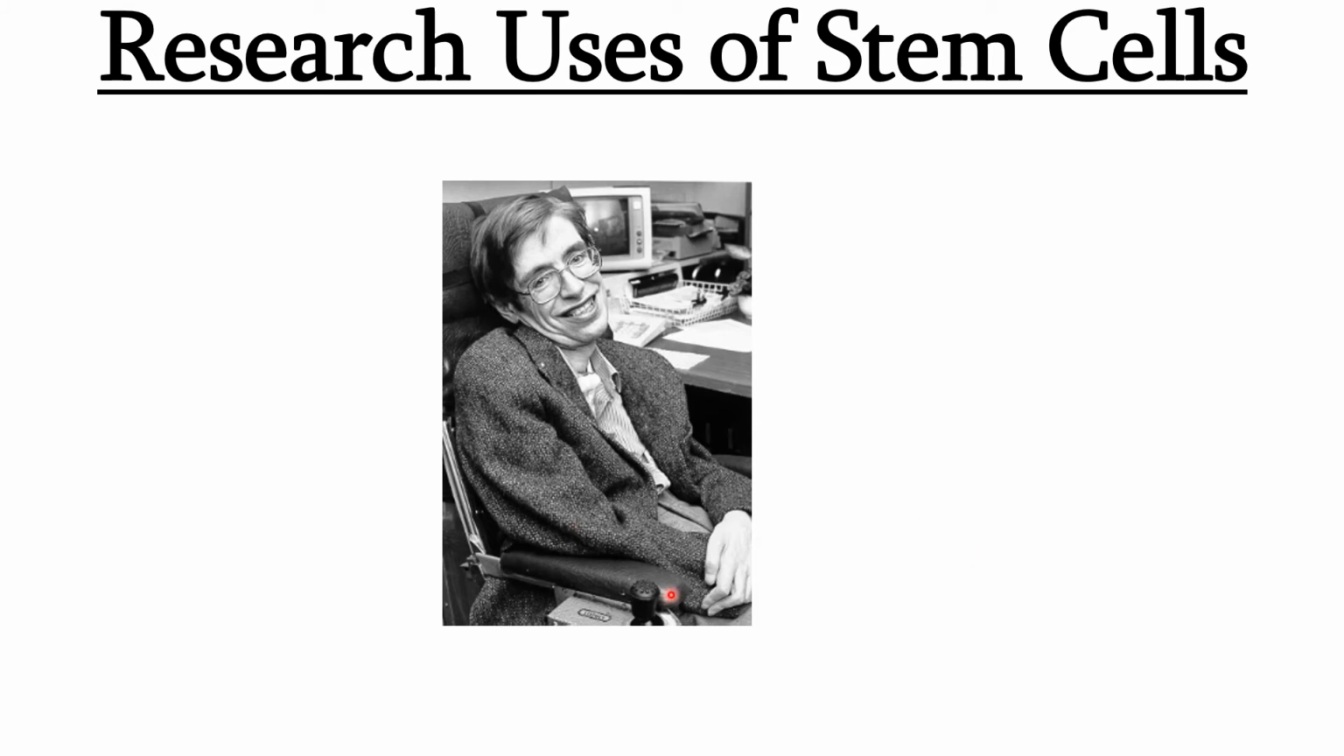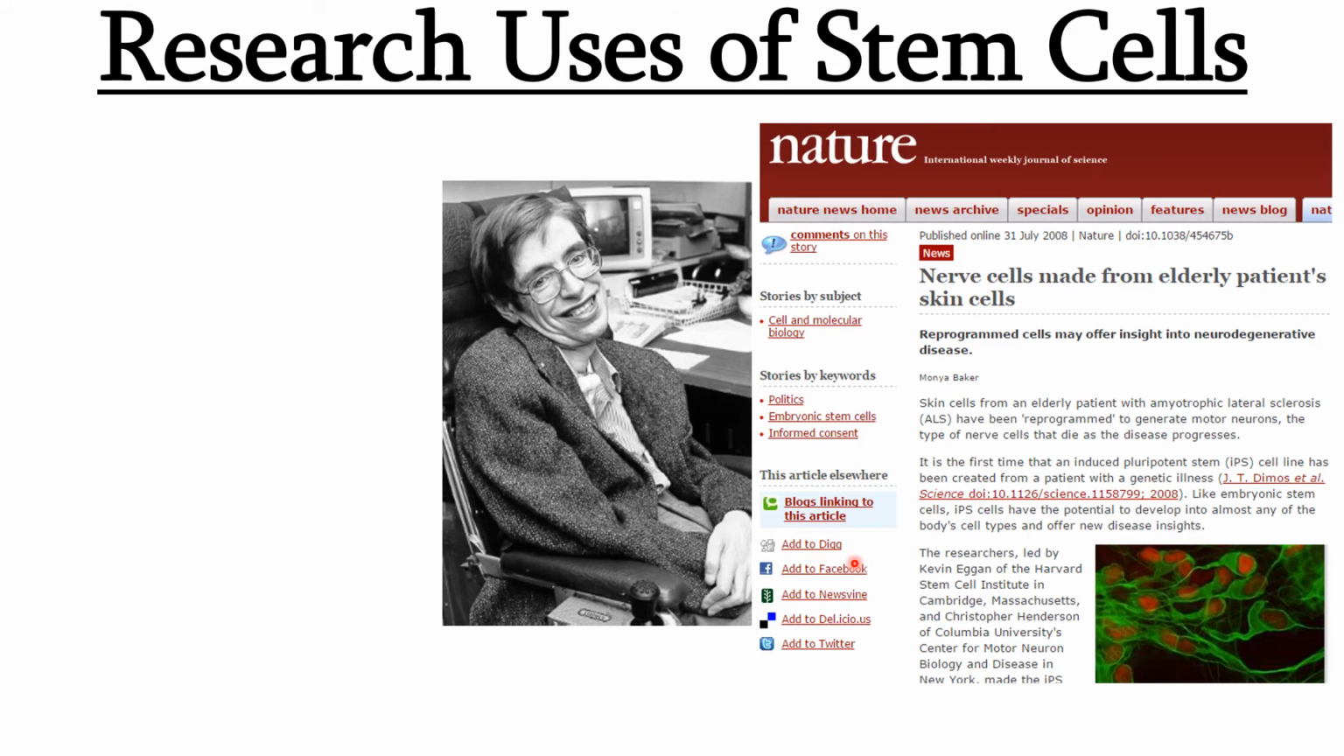You might recognise this man. That is Stephen Hawking, and he had motor neuron disease, or as they tend to call it in America, ALS, which is basically your motor neurons. They start to die, basically, and you lose kind of your voluntary functions.